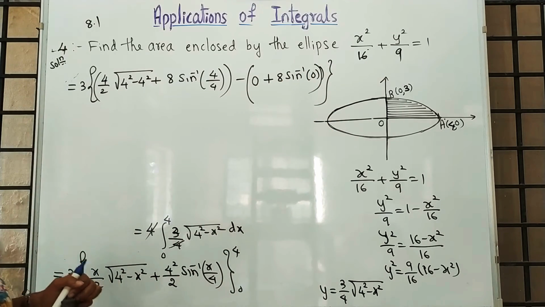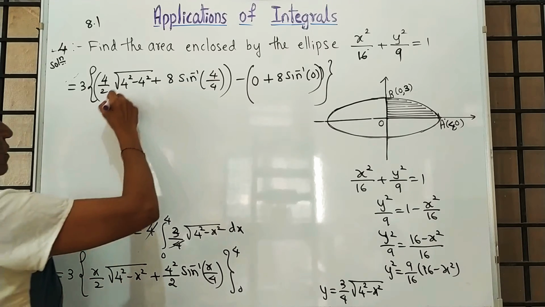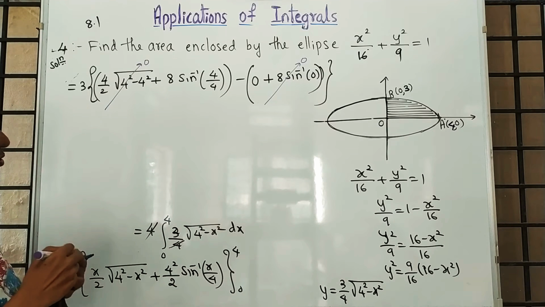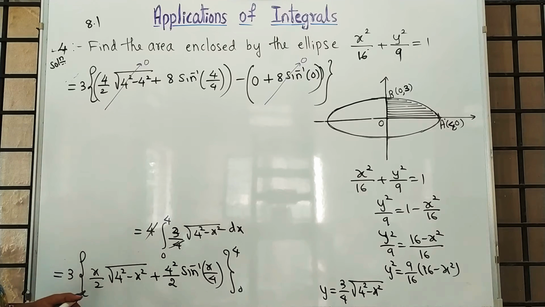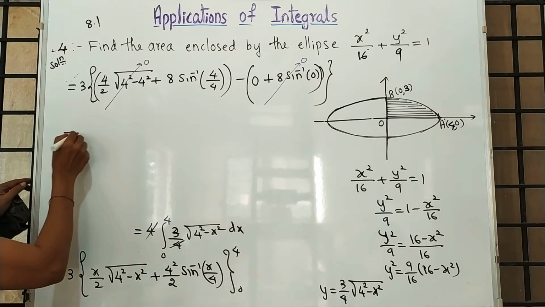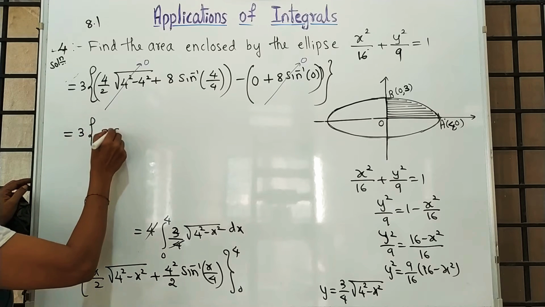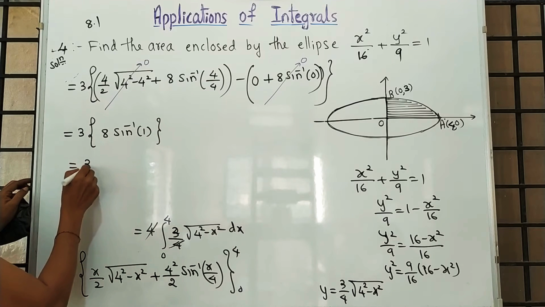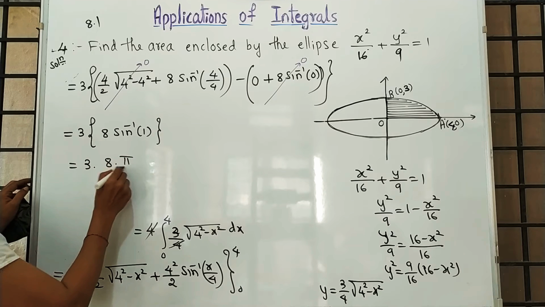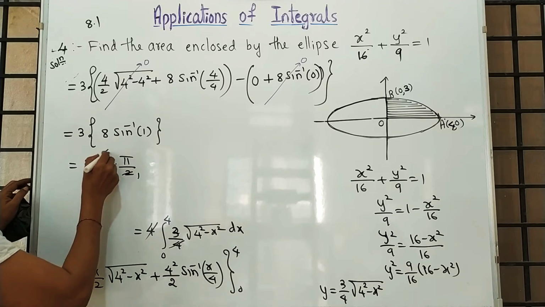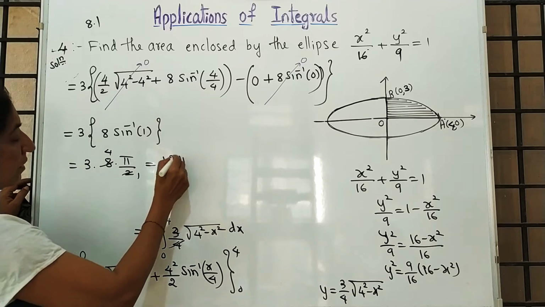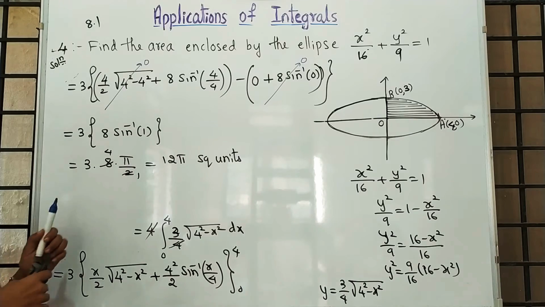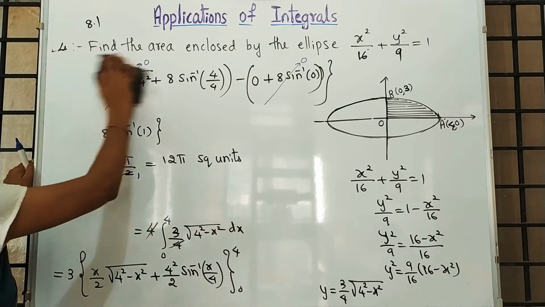If you are thorough in the calculations, this value is 0, even this is 0 and sin inverse 0 is also 0. Write down the remaining value. Remaining values are 3, 8 into sin inverse of 1 because all the other values are 0. 3 into 8 into sin inverse 1 is pi by 2. And already we are familiar with the result because of our hint. Now moving to the next question, question number 5.